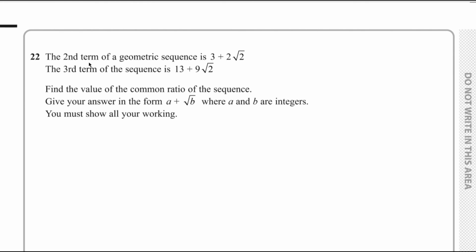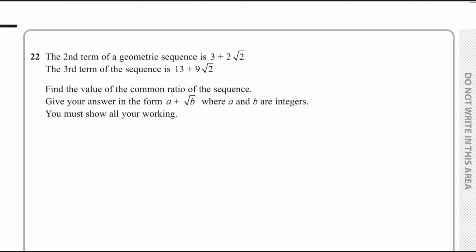Question number 22. The second term of a geometric sequence is 3 plus 2 root 2. The third term of the sequence is 13 plus 9 root 2. We have to find the value of the common ratio of the sequence. Give your answer in the form a plus root b, where a and b are integers. You must show all your working.